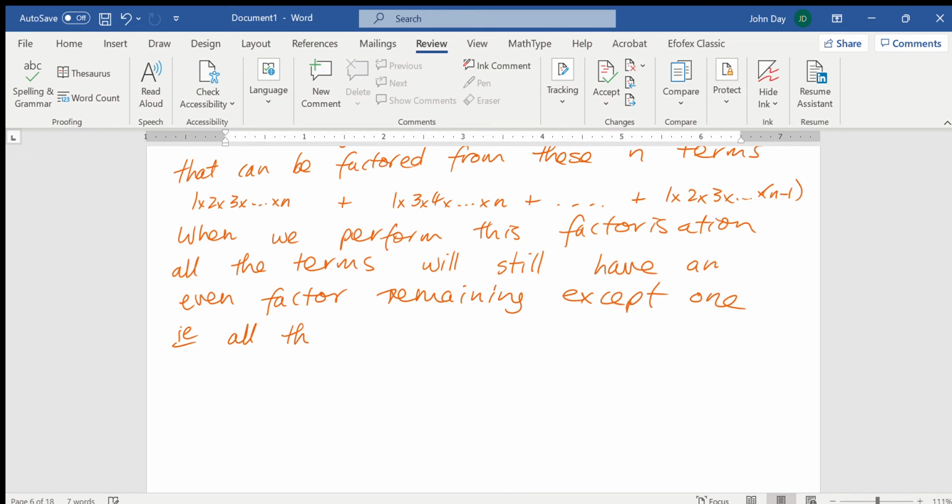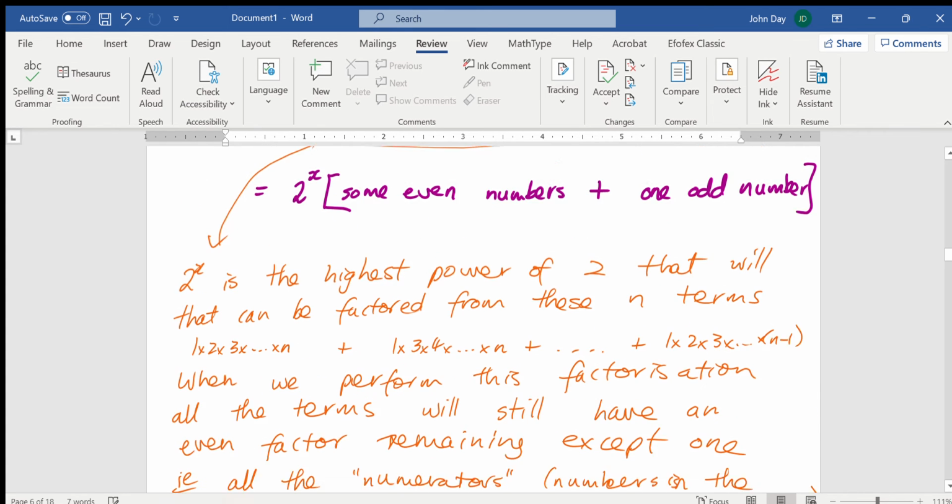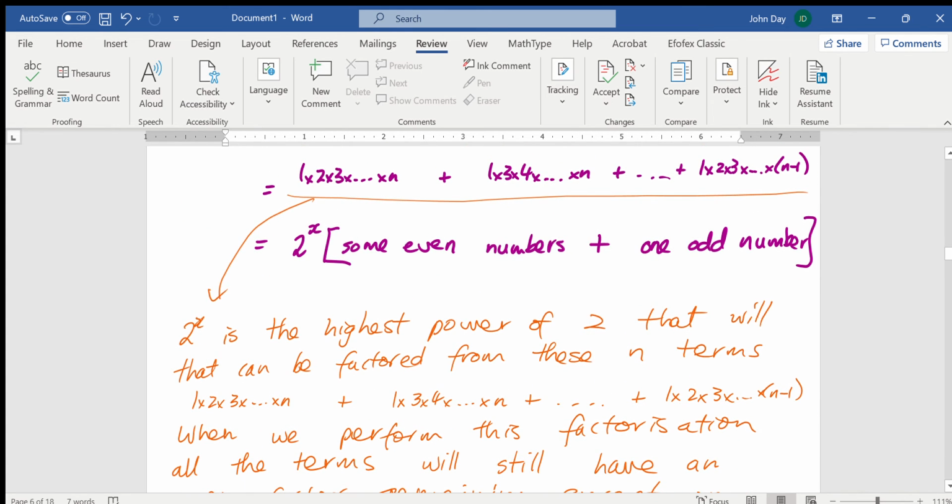Which means all the numbers in the brackets, all the numerators, are even, except one, which of course is odd. And that's why I've written above, you'll get some even numbers plus one odd number.